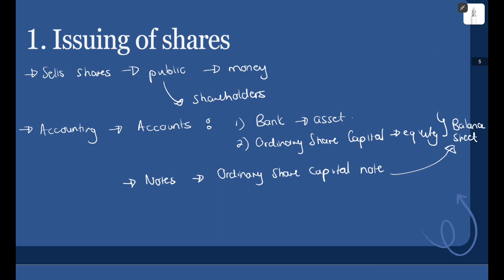So that's the issuing of shares. The company issues shares, people buy shares, they become shareholders. And then how do we account for this? We account for this by putting it in our ordinary share capital note, and the accounts that would be affected by this transaction would be your bank and your ordinary share capital, which go to your balance sheet.